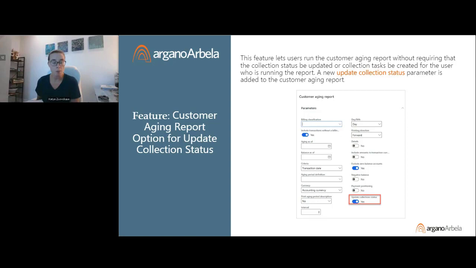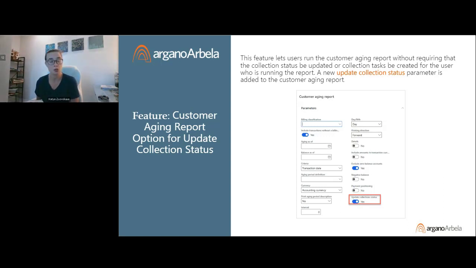Next, a couple of slides related to finance will be about customer aging. Customer aging report, customer aging process itself. This particular feature is, I believe, important because we have a new parameter on a customer aging report that you can enable or disable. As you can see on the screenshot below, when you navigate and try to create a customer aging, if you turn the feature on, and the feature is called Customer Aging Report option for update collection status, now you will be able to turn on or turn off update collection status.